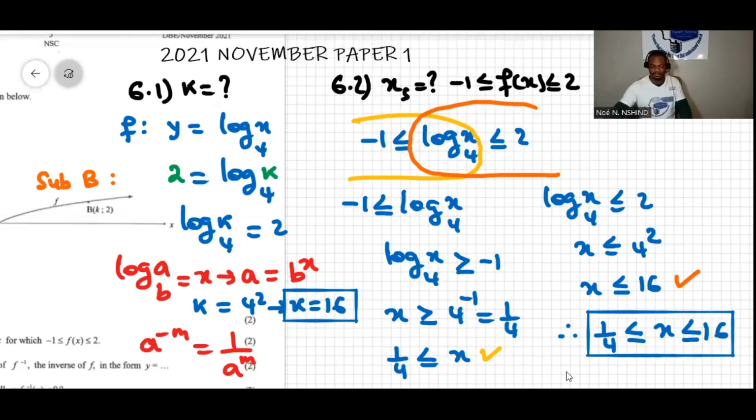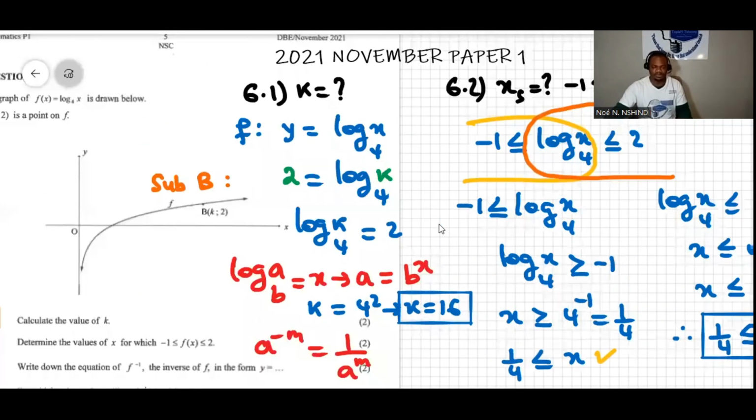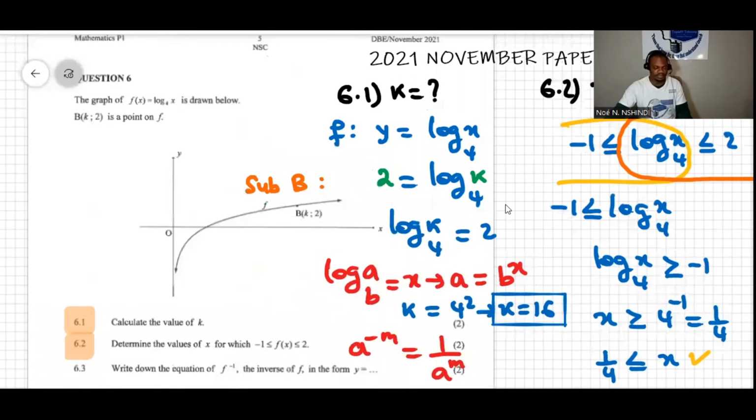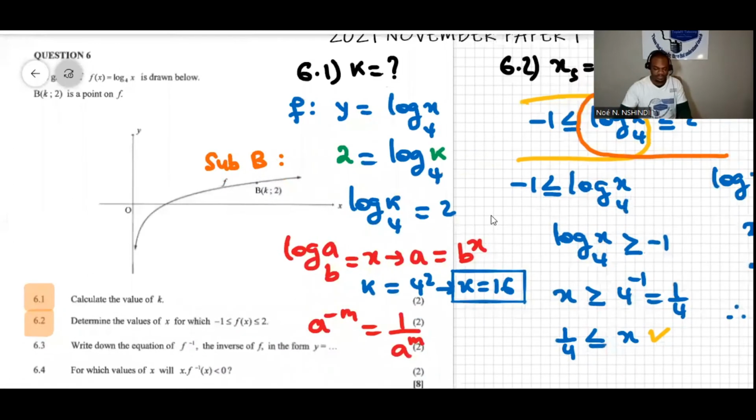Okay, that was question 6.2. Now, if my solution seems to be longer, it's just because I don't want to skip anything. I'm just trying to explain the workings. Because someone may say all this work for 2 marks. Yes, because I'm explaining. We have another question here, 6.3.